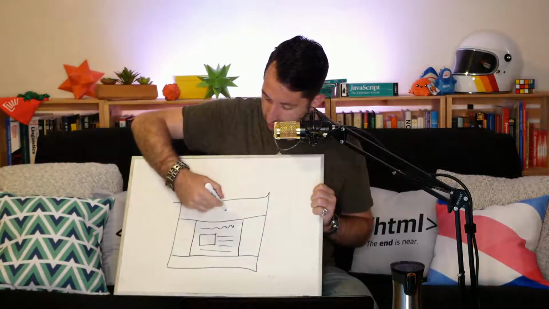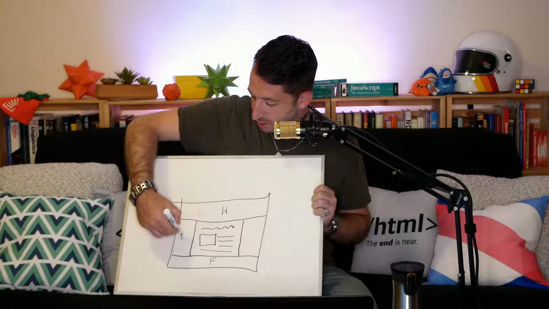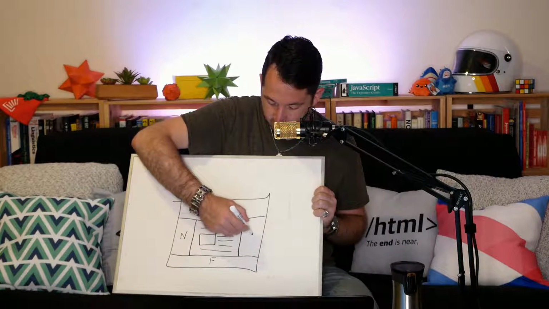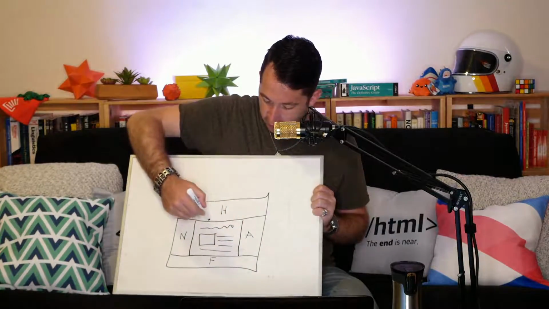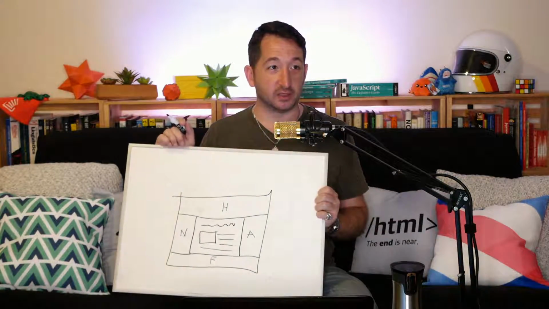You would have, again, a header right here, maybe a footer like this, maybe a navigation like this, maybe you have some ads over here, and then your article. Okay, so that's what we're going to be doing today. We're going to be making this layout.